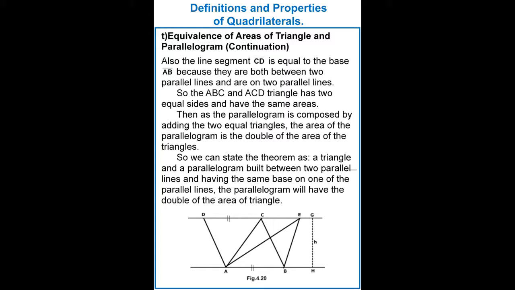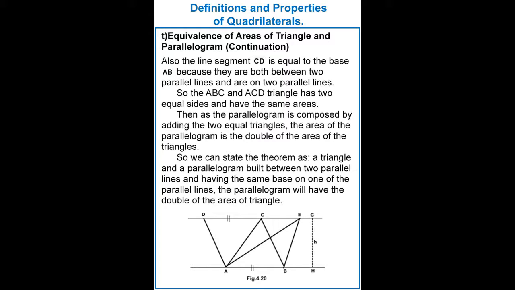In this slide, you continue the demonstration of the theorem related to the equivalence of the areas of the triangle and parallelogram constructed between parallel lines using the same base. Continuing the demonstration, the straight line segment CD is equal to the straight line segment of the base AB, because both are between parallel lines and they are also in two parallel lines. Therefore, the triangles ABC and ACD have two equal sides and have the same areas.